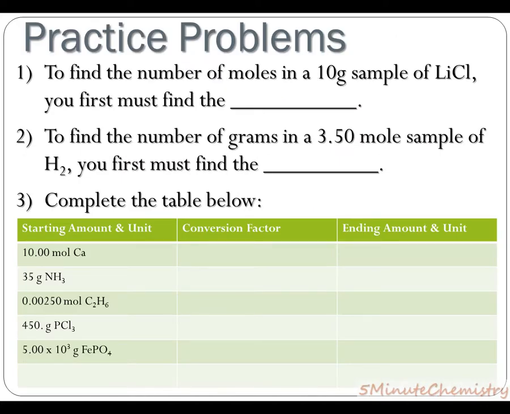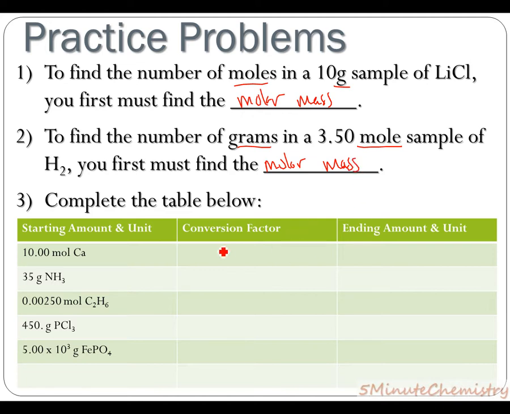Now I'll give you a second, go ahead and work these problems, and then we will work on them together. I'll assume you've done that now. To find the number of moles in a 10-gram sample, you must first find the molar mass. You want to go from grams to moles, so that's molar mass. To find the number of grams in a 3.50 mole sample, again, we're connecting mass to moles, moles to mass. We need molar mass.